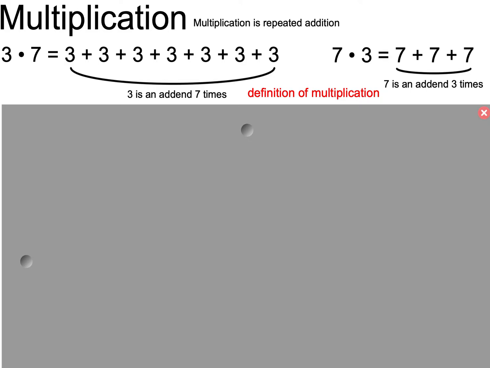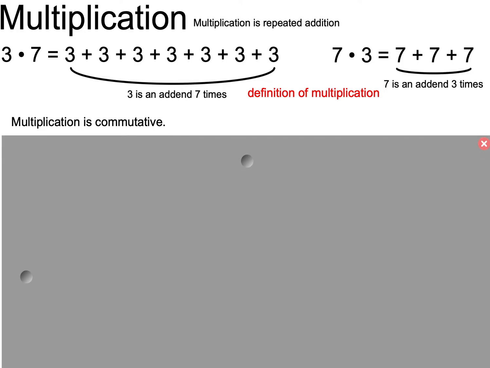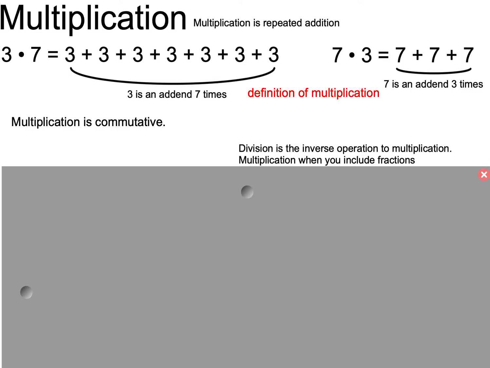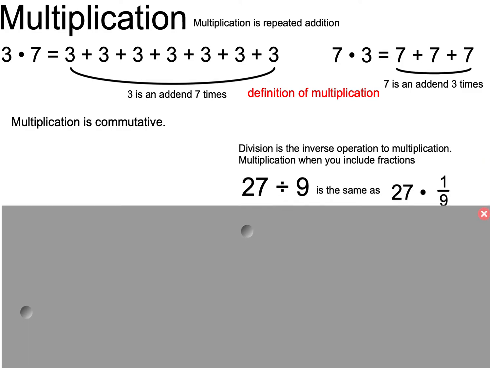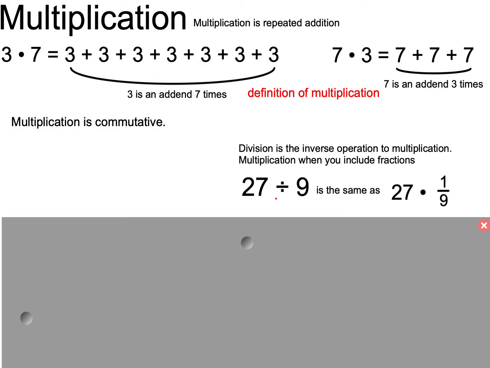And 3 times 7, of course, there you have 3 sevens. But 7 times 3, that's 7 three times. You get the same answer because multiplication is commutative. It can be done in either order. It gives you the same answer. Now, division is the inverse operation to multiplication when you can include fractions. So we can take care of division by just using fractions, and then we can realize multiplication and division are two sides of the same coin, just like addition and subtraction are.